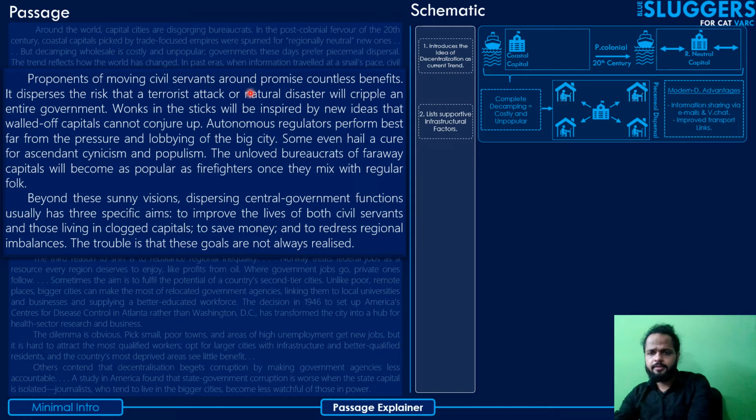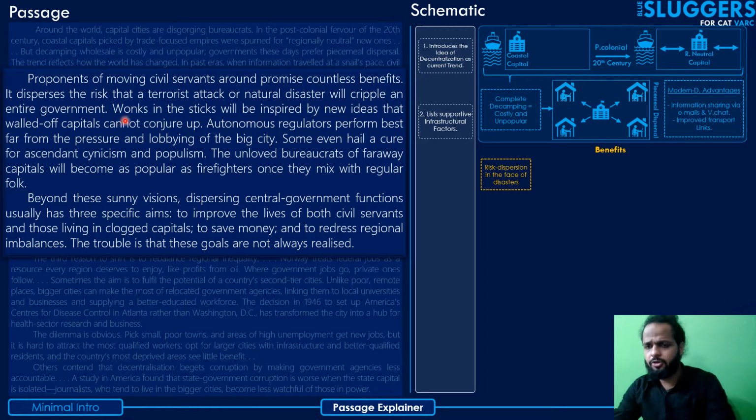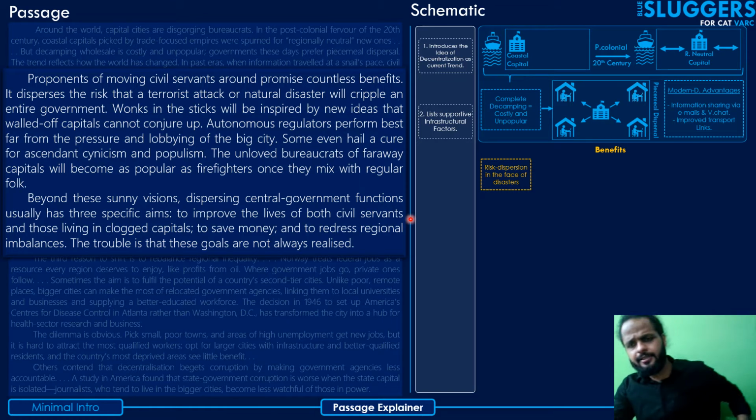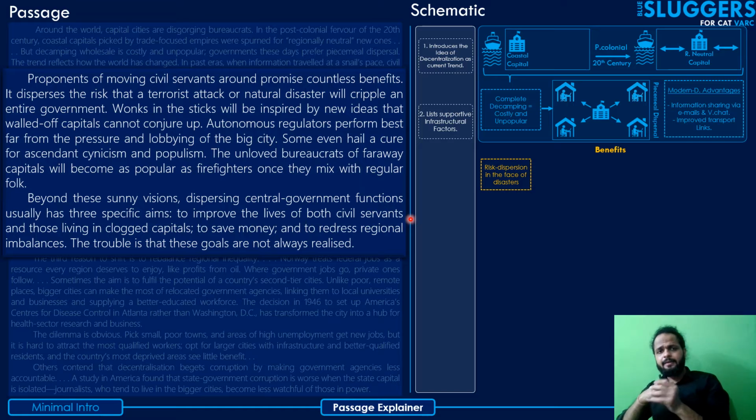So starting with the next set of paragraphs: proponents of moving civil servants around promise countless benefits. It disperses the risk that a terrorist attack or natural disaster will cripple an entire government. So now the author has started listing down the benefits which are cited by people who support the idea of moving out the civil servants from the capital cities. Please note that these are the benefits cited by the proponents, by the people who support this. The author has not directly given his opinion here.